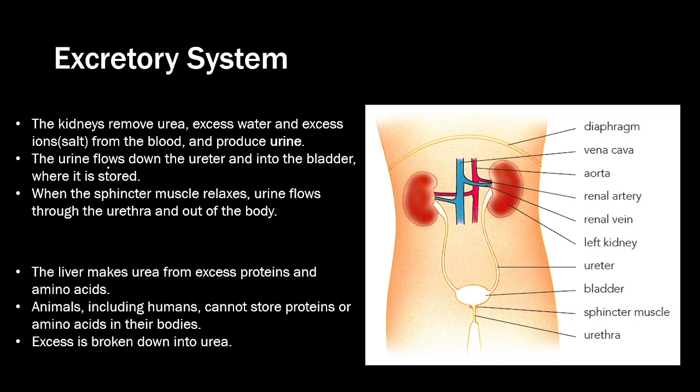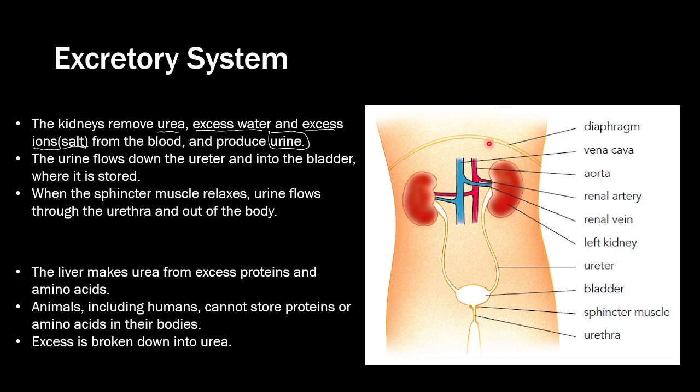Now the excretory system. The kidneys remove urea, excess water, and excess ions from the blood and produce what? Produce urine. The urine flows down the ureter and into. Okay, let's first learn how to label this before we even go into that.